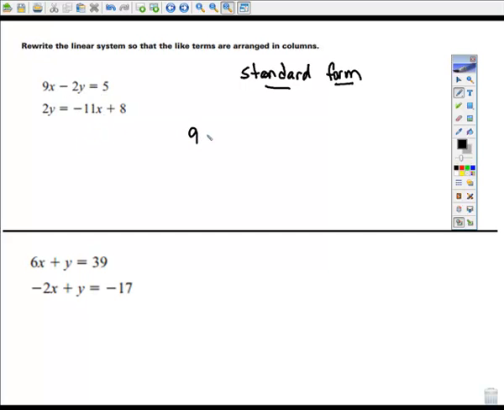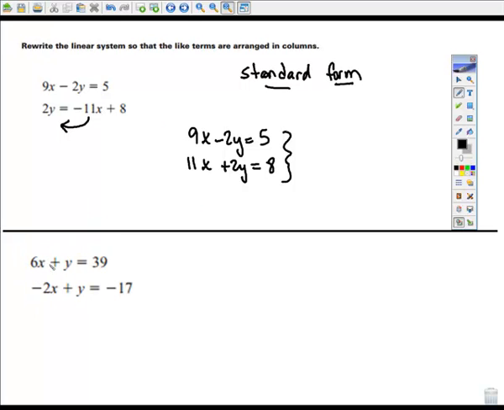So what I'm going to do is I'm just going to leave my first equation because it does appear to be in standard form. And my second equation, to move the negative 11x over, I'll add it. And the y is already on the correct side, and so is the 8. So here they're lined up, the x's are lined up, the y's are lined up, and the constants are lined up. And then we could go ahead and eliminate. We're not going to finish this problem. It was just put up here to show you how you would stack them.